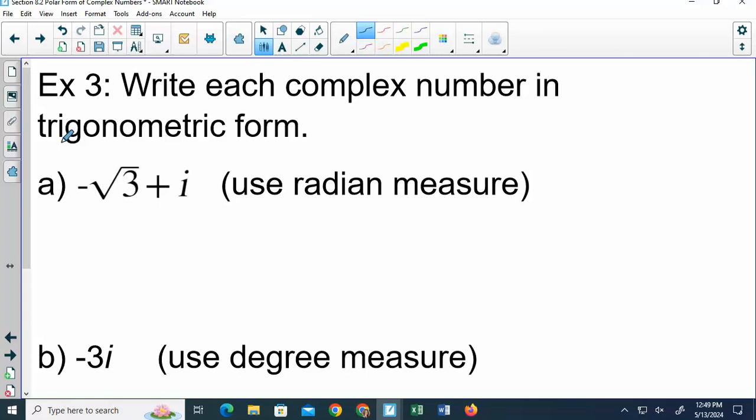So is trigonometric form just polar form? Yes. So trigonometric and polar are the same. They involve the trig functions. All right. So first, we're going to draw a picture. That way we know what quadrant we're working with.